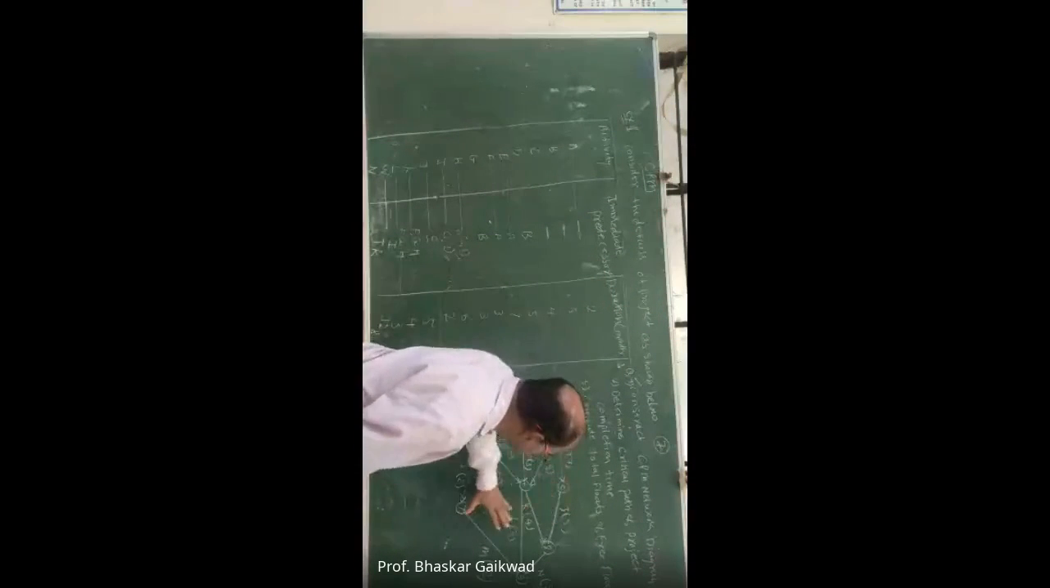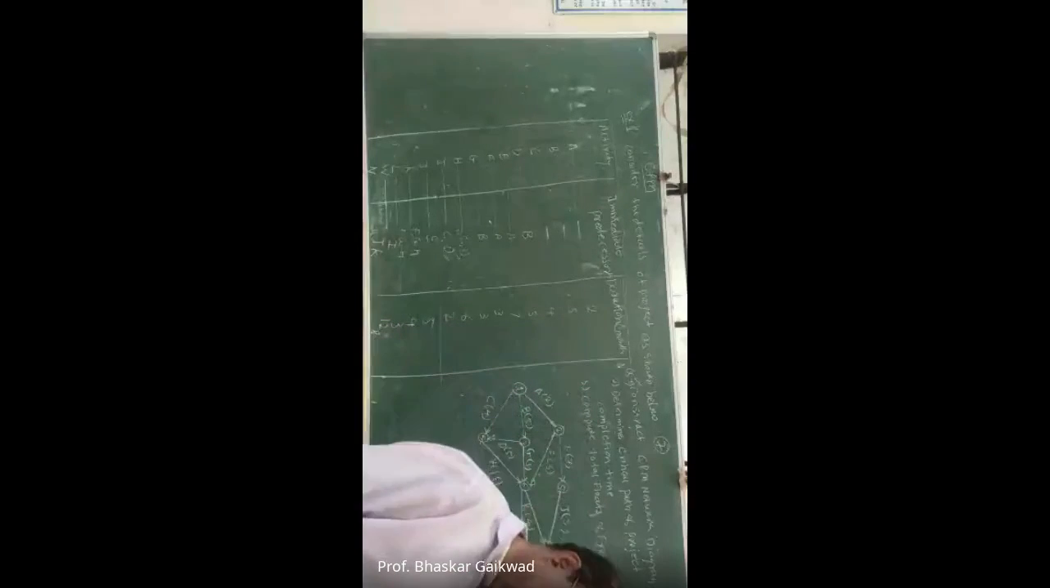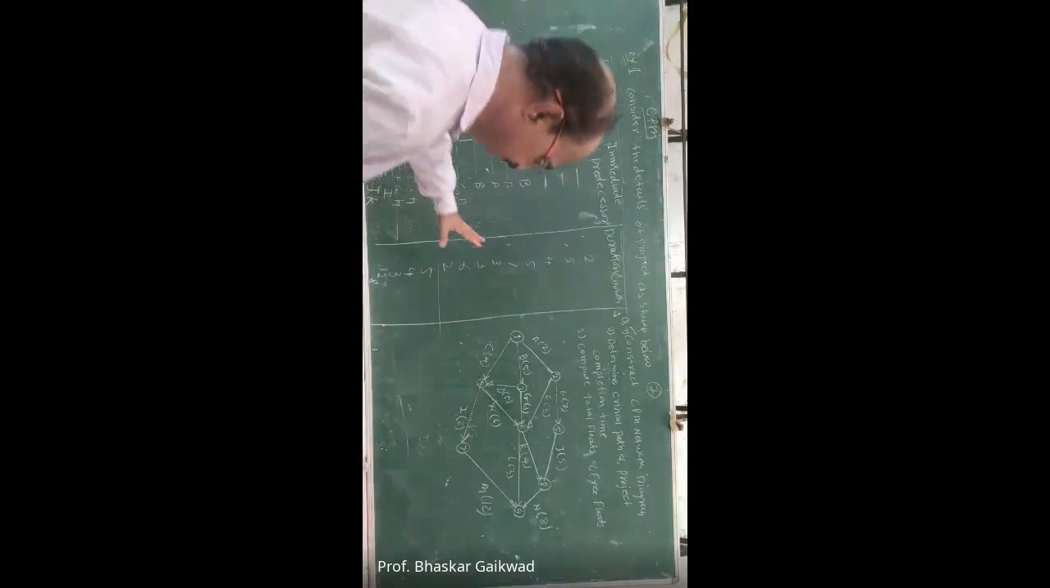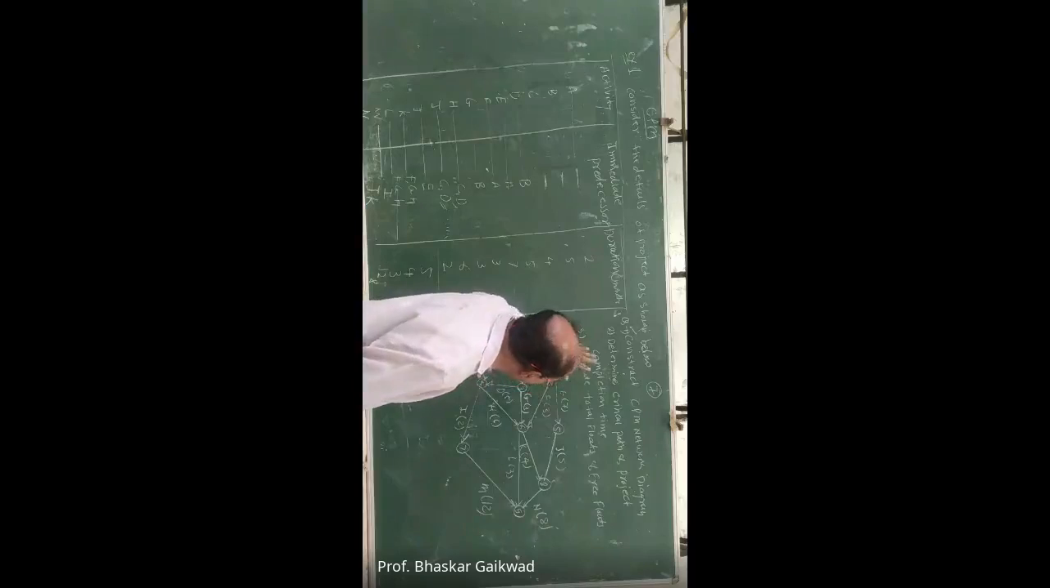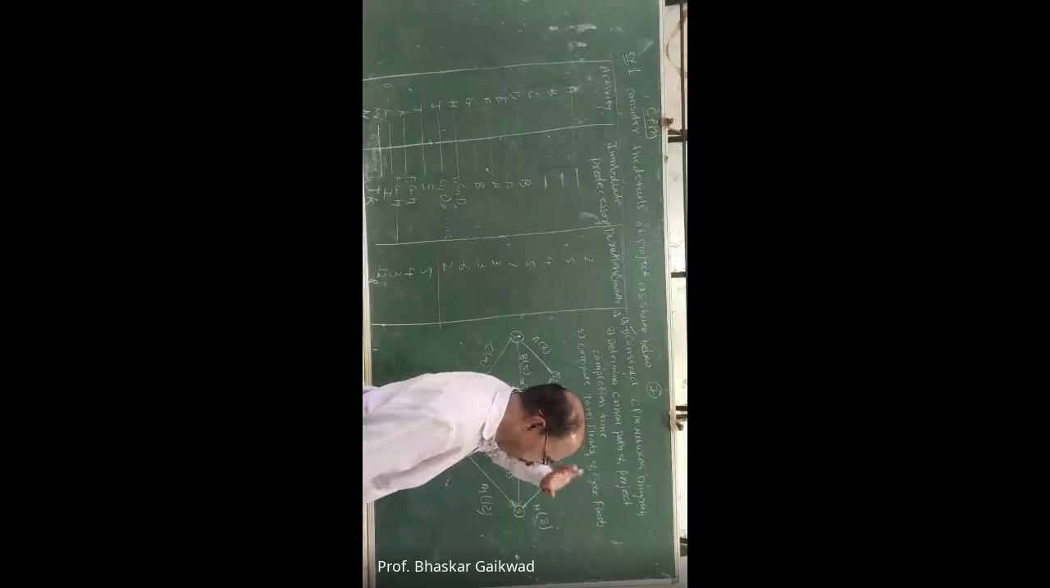Anybody having any doubts how we have created this? If you create this, you will get 3 marks, then the next 2 marks, and then the remaining 2 marks. It is visible. Have you got the concept of this? This is called a network diagram. Construct the CPM network diagram.